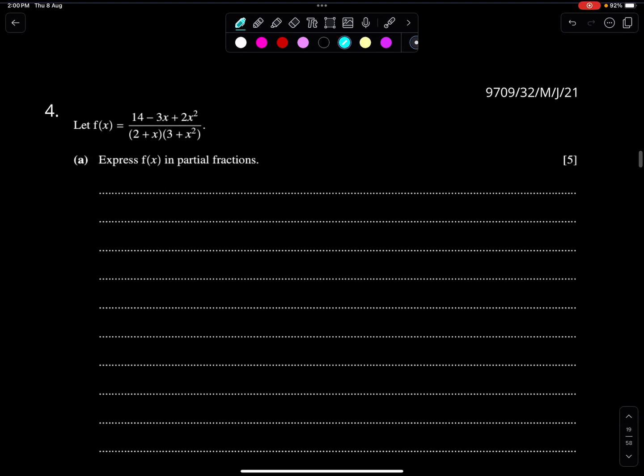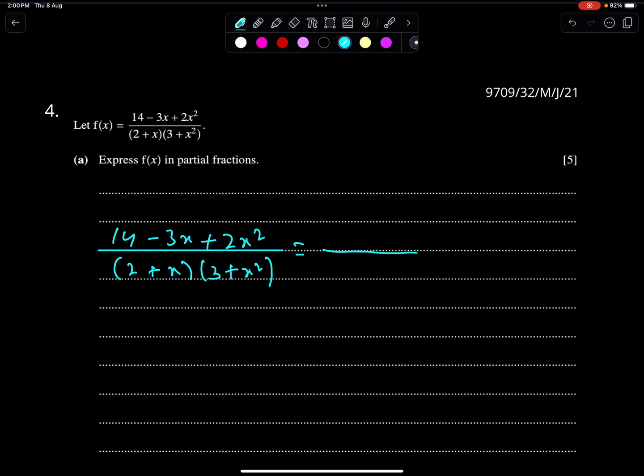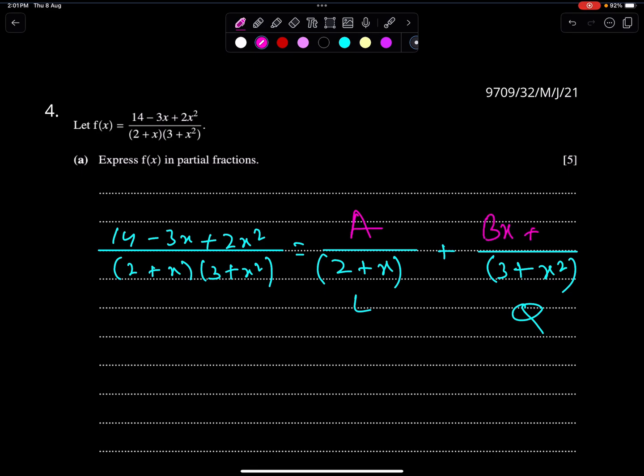Next example. In this case, we have two factors in denominator. One is linear and the other one is quadratic. So this fraction can be split into two fractions. One for linear factor and the other one for quadratic factor. This is linear and this is quadratic. So write constant here and linear factor here.